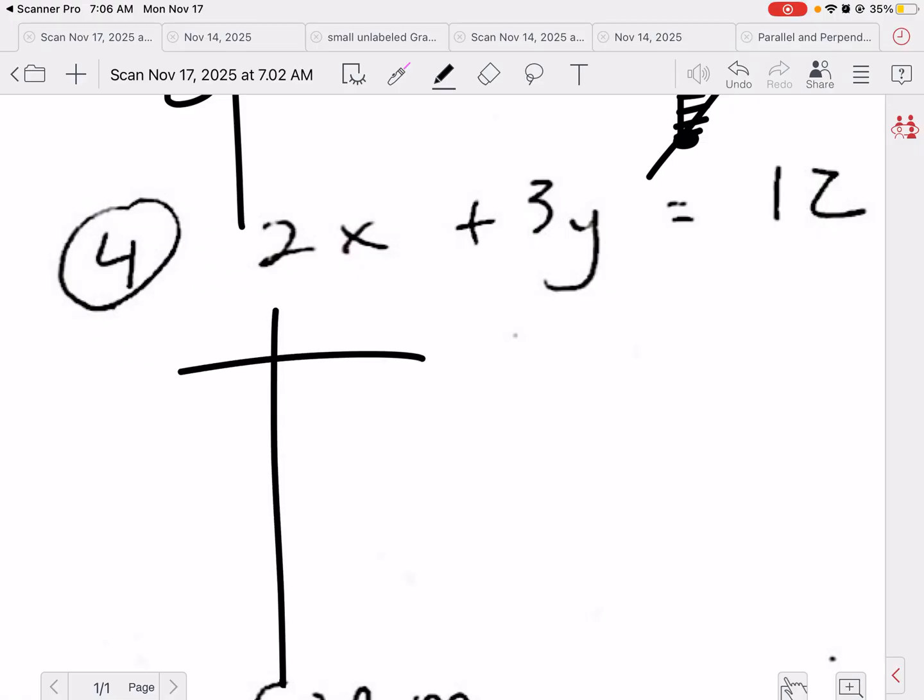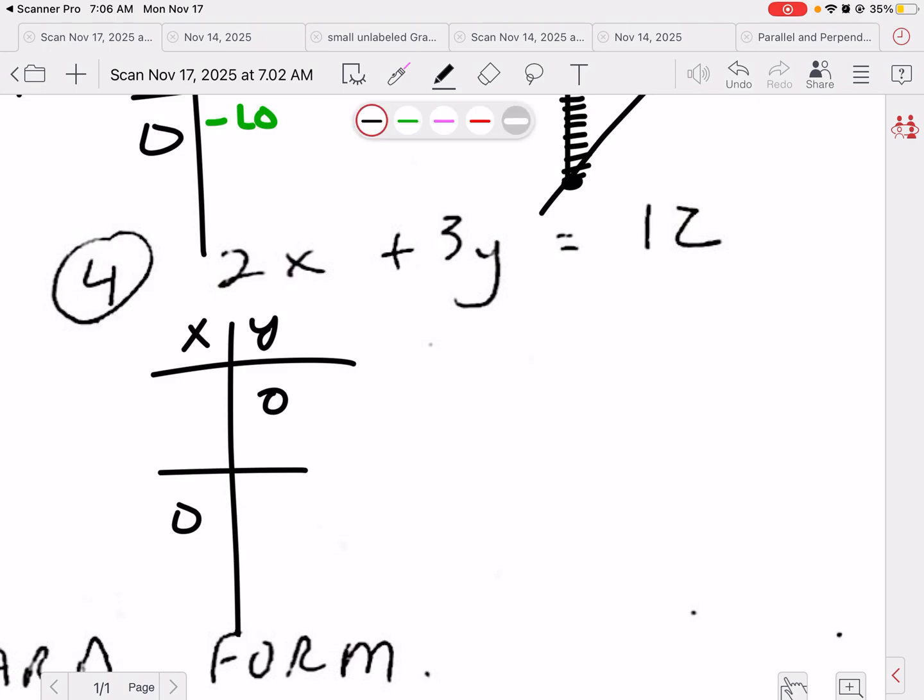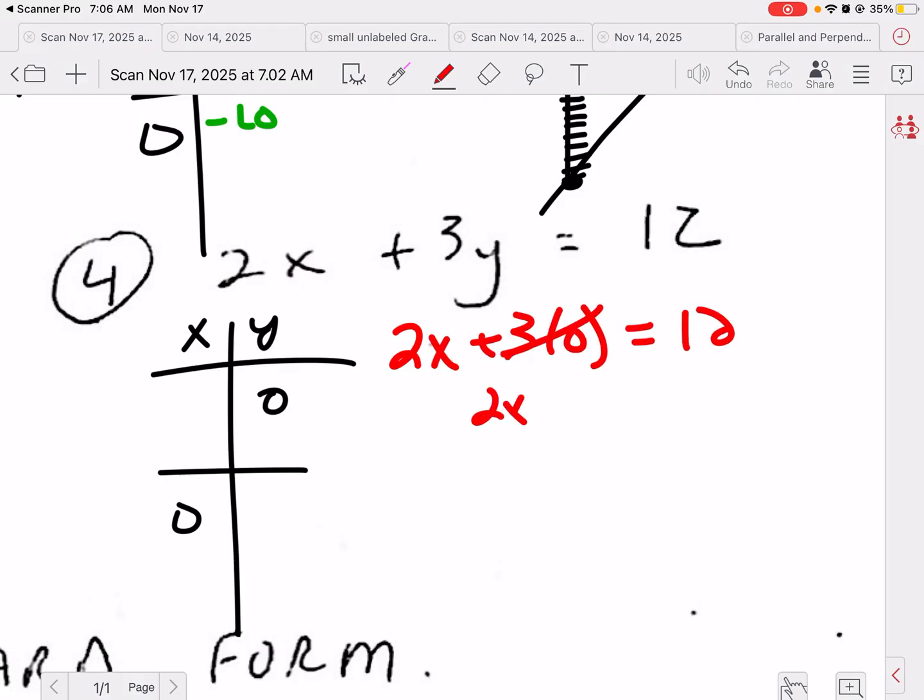Let's go ahead and make our t-table. 0 for y, 0 for x. So 2 times x, 2x plus 3 times 0 equals 12. Cancels out, so we're left with 2x equals 12, so therefore x equals 6.